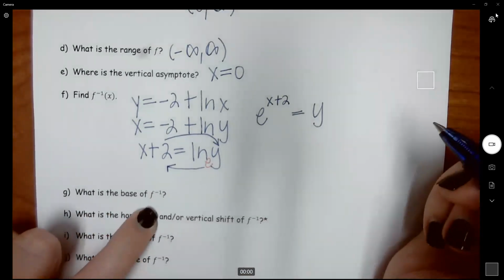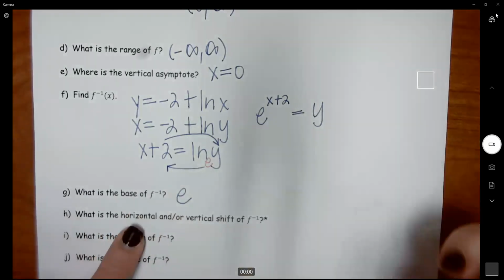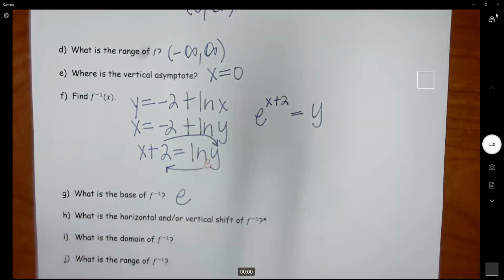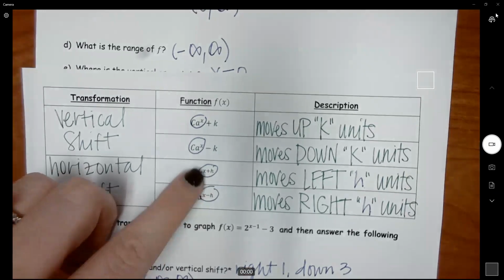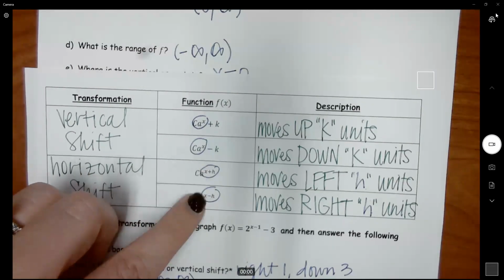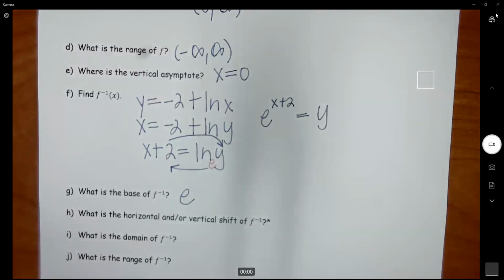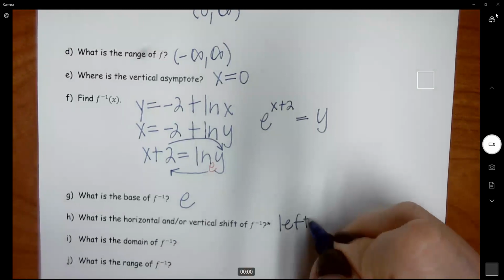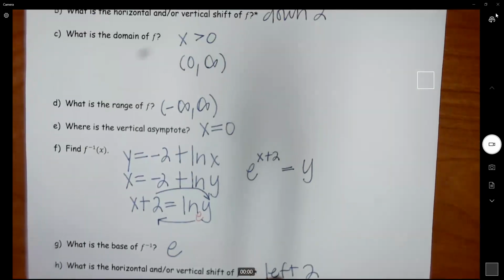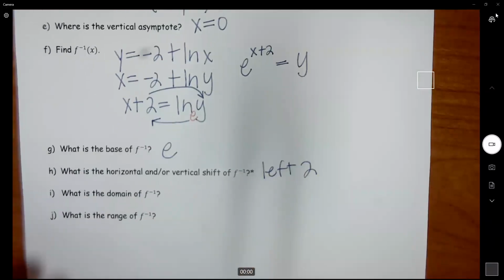So what is the base of my inverse? It is still e. What is the horizontal or vertical shift? When you are adding or subtracting something within that exponent, that moves it to the left and to the right, and this goes opposite of what we think. So plus 2, we think to the right, so this goes left 2. Again, one is horizontal and one's going to be vertical.